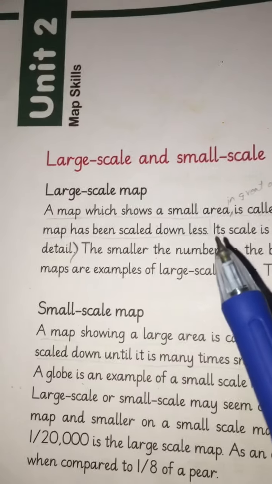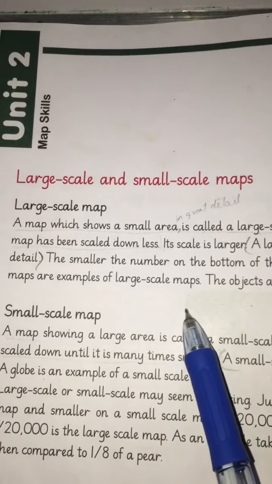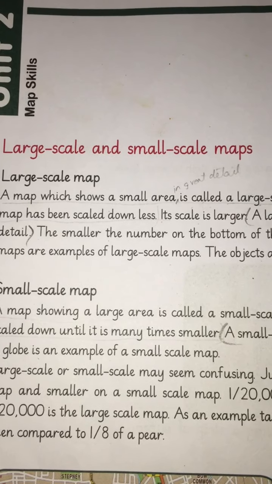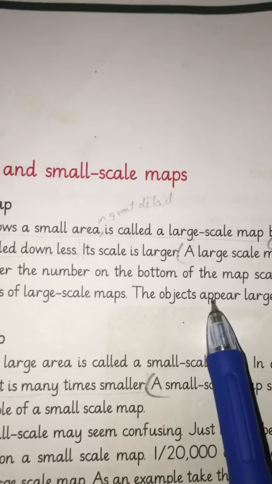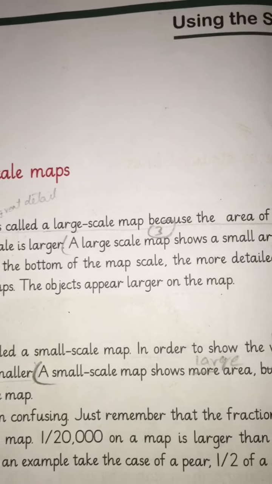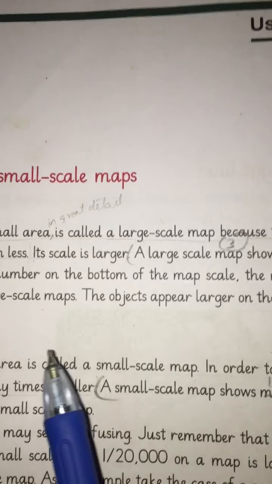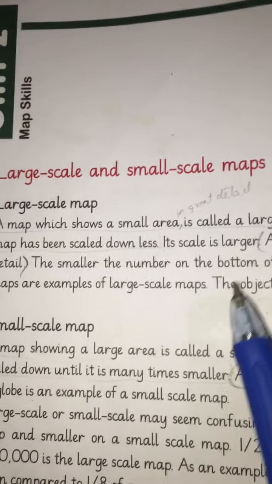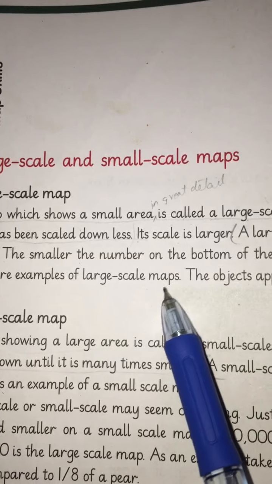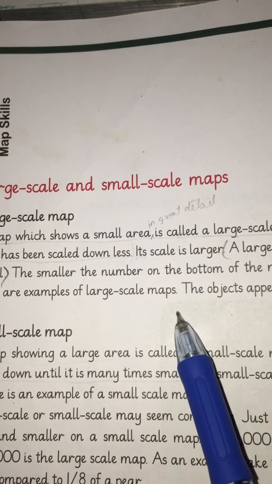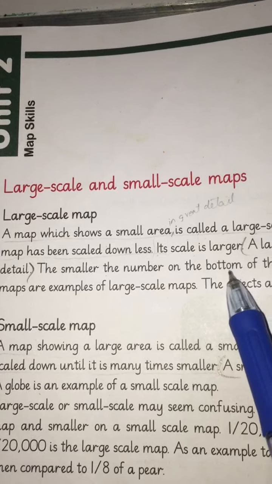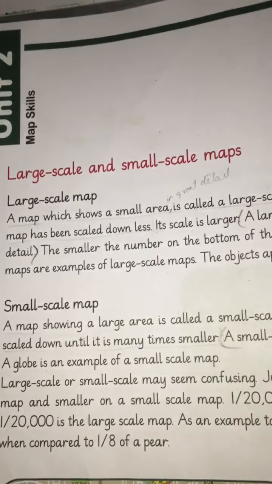In short, we can say that a large scale map shows a small area, but the information in it is more. So the smaller the number on the bottom of the map scale, the more detailed the map will be. So street maps are an example of large scale map. In the street maps shown in a large scale map, we get more information. Maybe they can count the number of the houses that are located in that street. So this large scale map gives us a lot of detail but shows the small area.